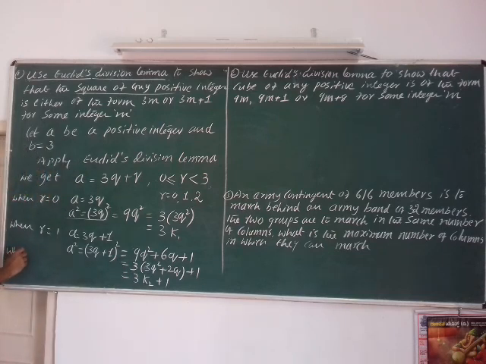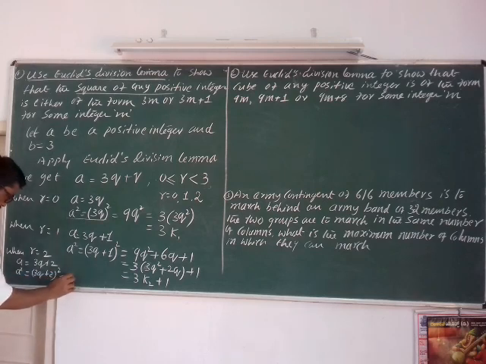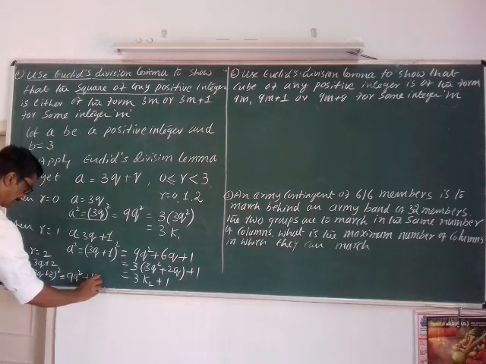When r is equal to 2, a equals 3q plus 2. On squaring, a square is equal to 3q plus 2 the whole square. So it is of the form a plus b the whole square. So apply that identity. It becomes 9q square plus 2ab, that means 2 3s are 6, 6 2s are 12q, plus b square, that is 4.